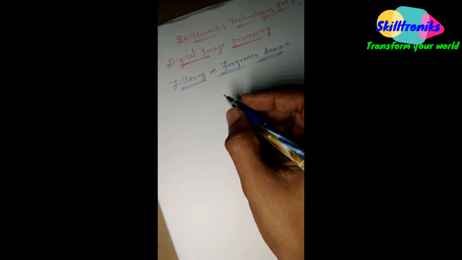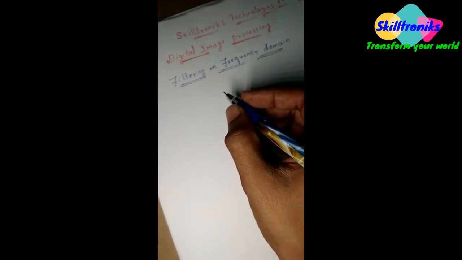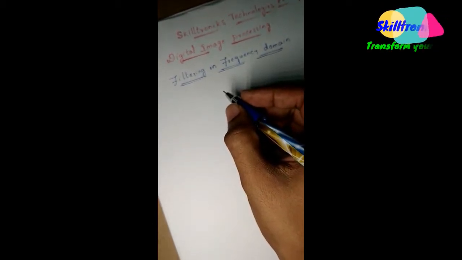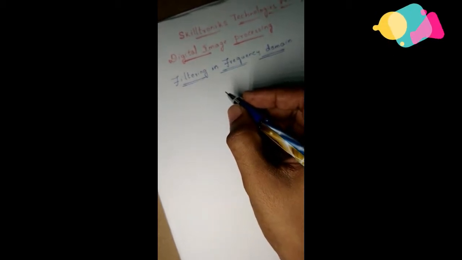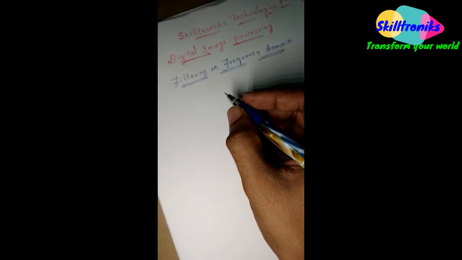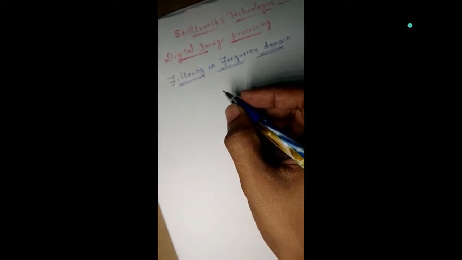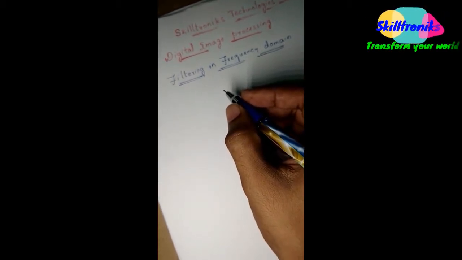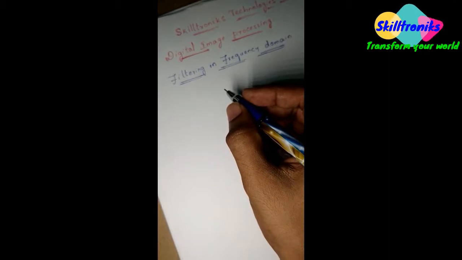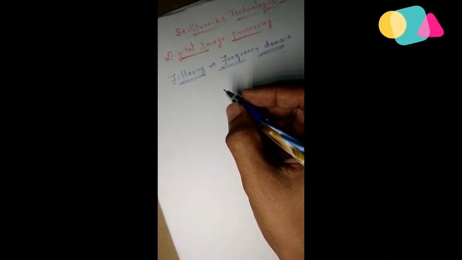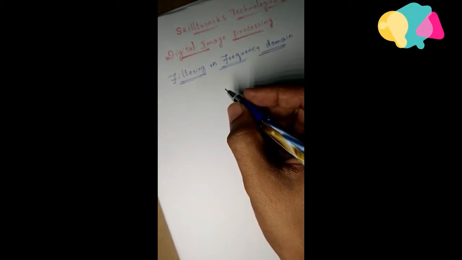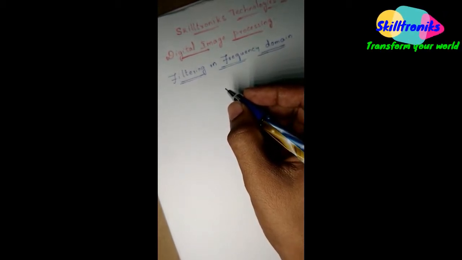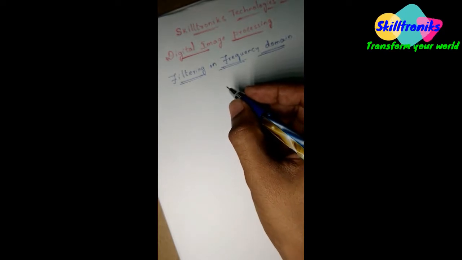An image can be filtered in either spatial domain or in frequency domain. Spatial domain filtering involves convolution of the image with a filter kernel, whereas we can filter the images in frequency domain also by using transforms like discrete Fourier transform. So today's topic is filtering in frequency domain.